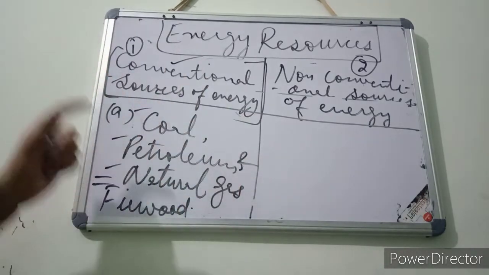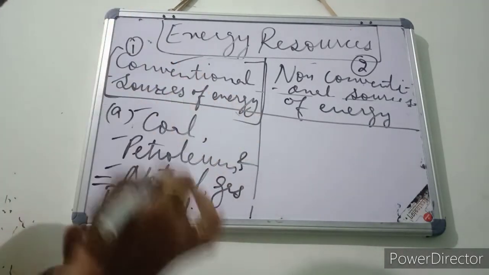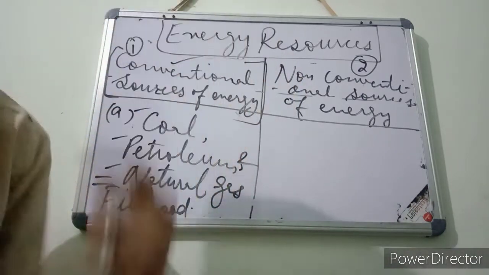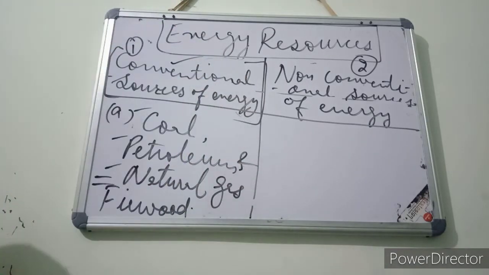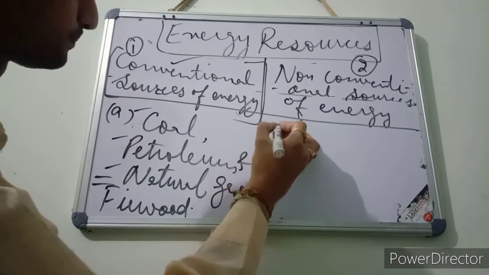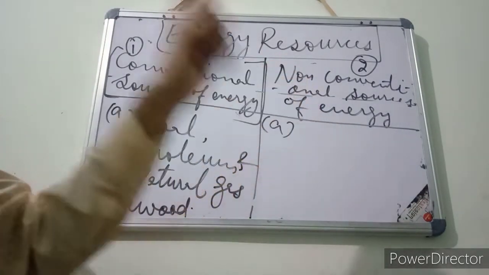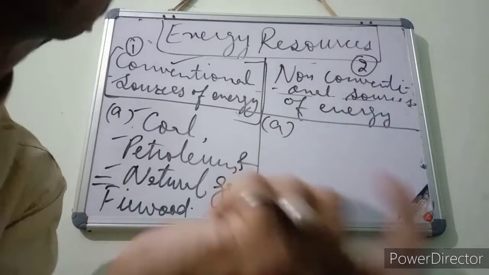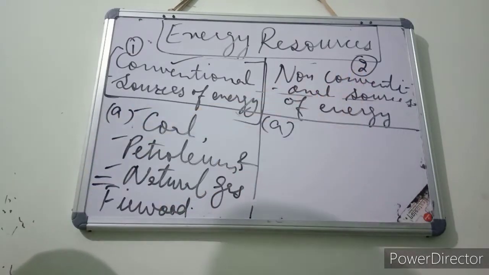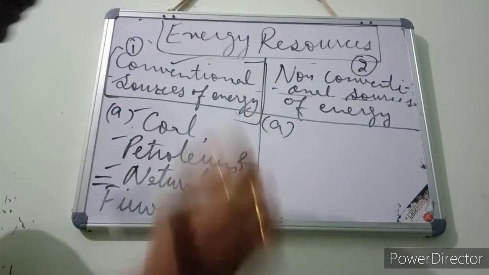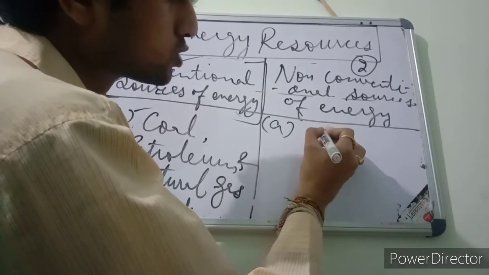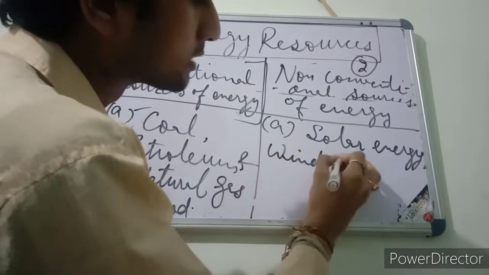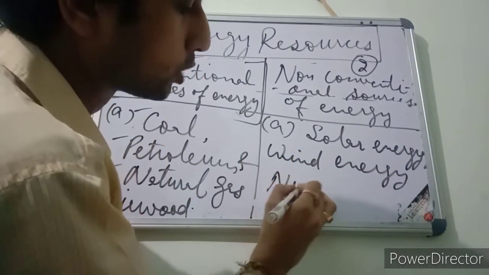The sources about the uses of which we know about for the past 200 to 300 years, that is why these are called conventional sources of energy. Now these are non-conventional. इसमें क्या आते हैं? The sources about the usage of which we just come to know for the past 50 to 60 years. These are non-conventional sources of energy, जिनके बारे में हमें पहले नहीं पता था. For example, like solar energy. Yes, this is a very good example. Solar energy, wind energy, nuclear energy.